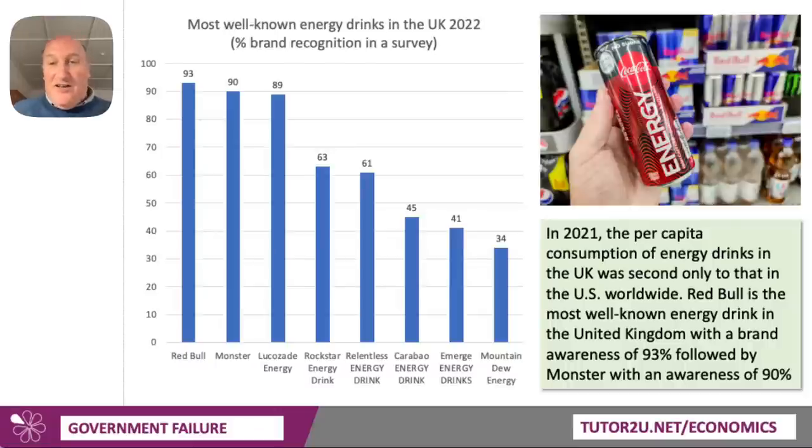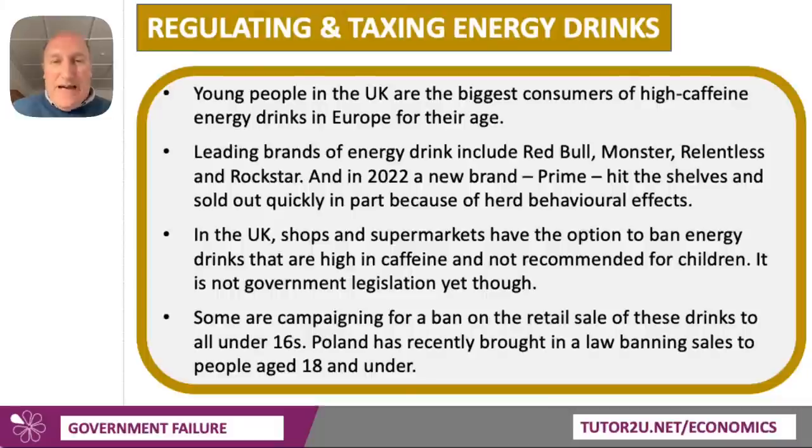So there's the issue. The next slide gives you a little bit of background: young people in the UK apparently are the second biggest consumers of high caffeine energy drinks for their age. Red Bull, Monster, Relentless, Prime, of course, hit the shelves last year and sold out because of herd effects. In the UK, it's not illegal to sell energy drinks below the age of 16, but supermarkets can opt into that. They can say, we won't serve you. Poland just yesterday brought in an act banning the sale of these drinks to under 18s. That's the reason why I've chosen the topic. I just think it's one of those interesting topics.